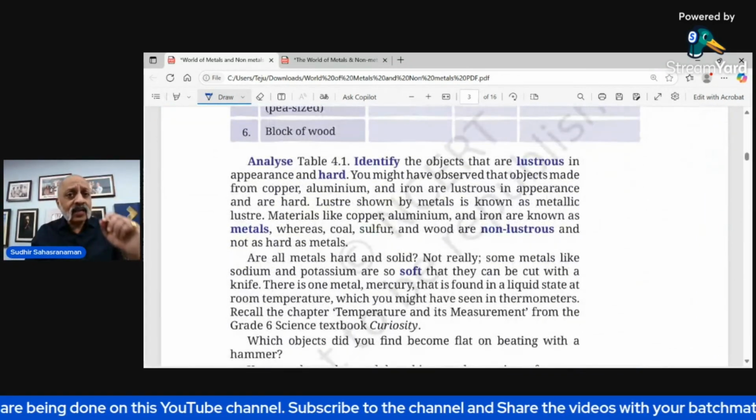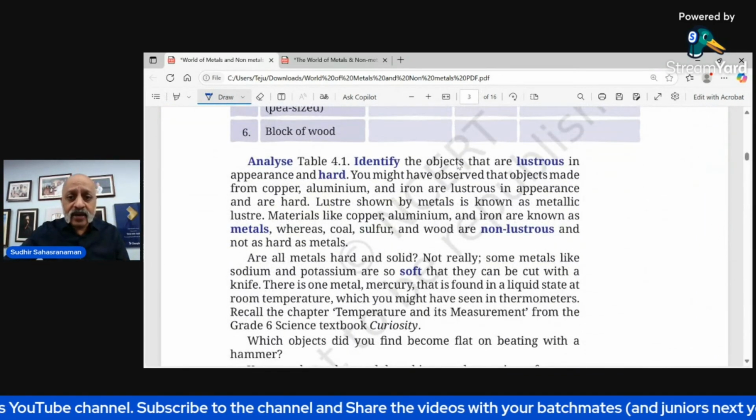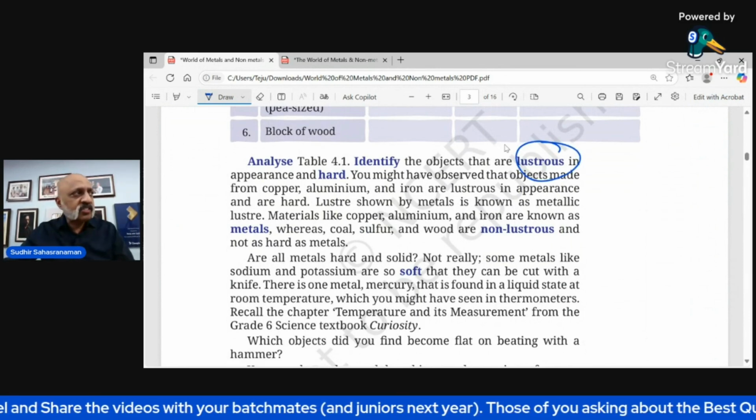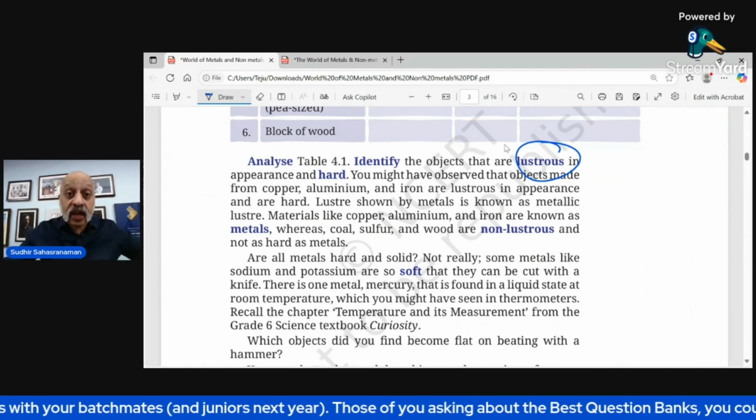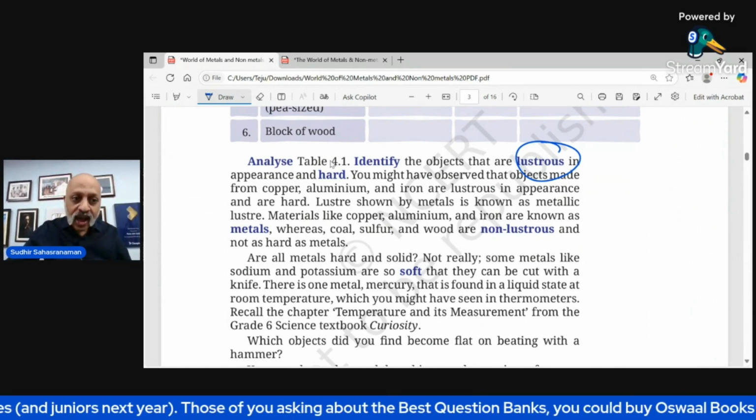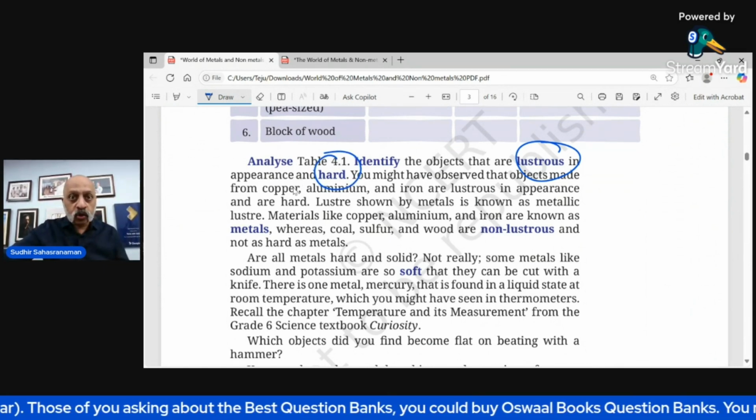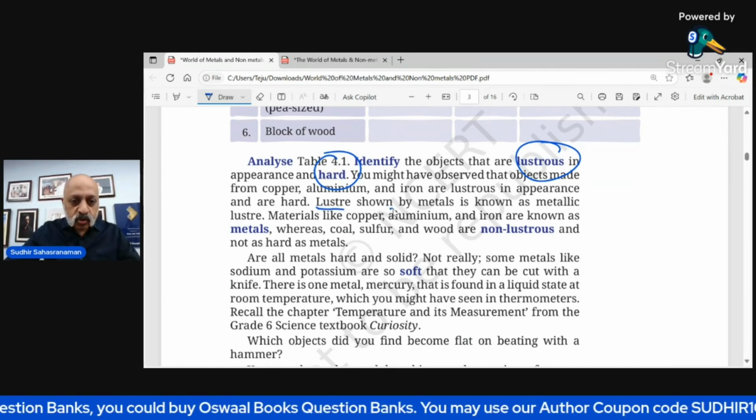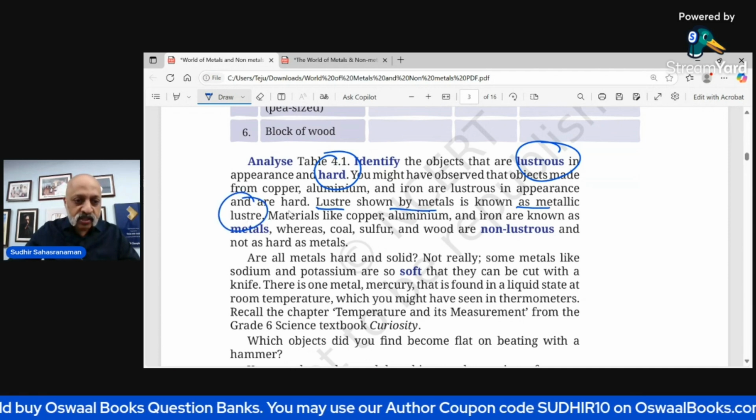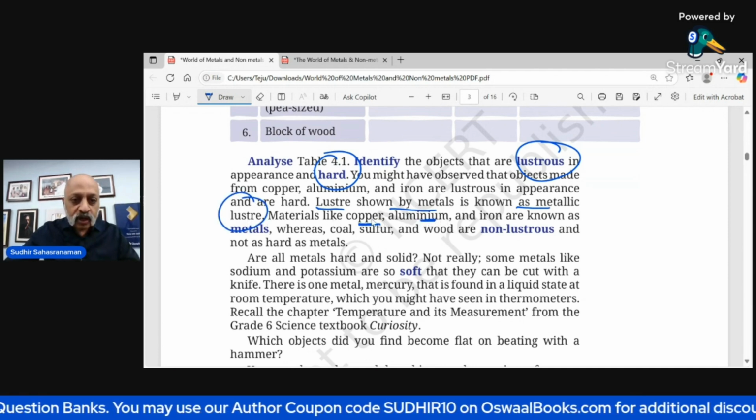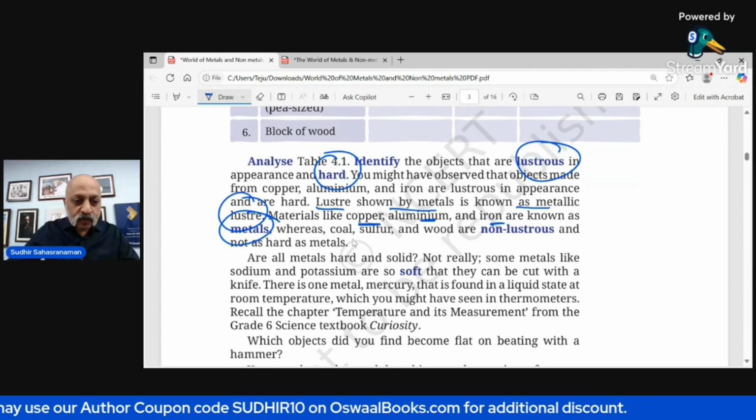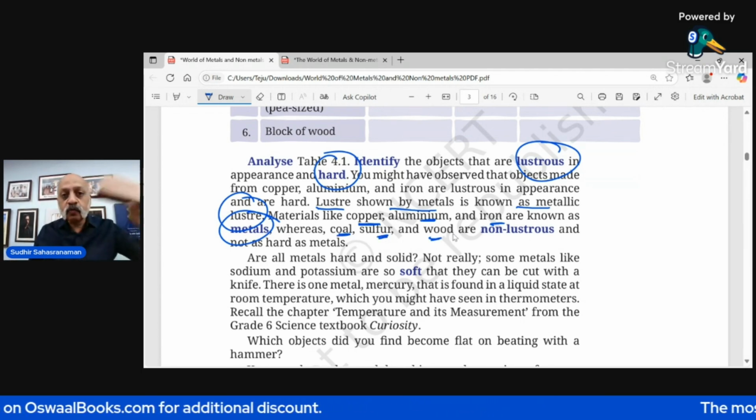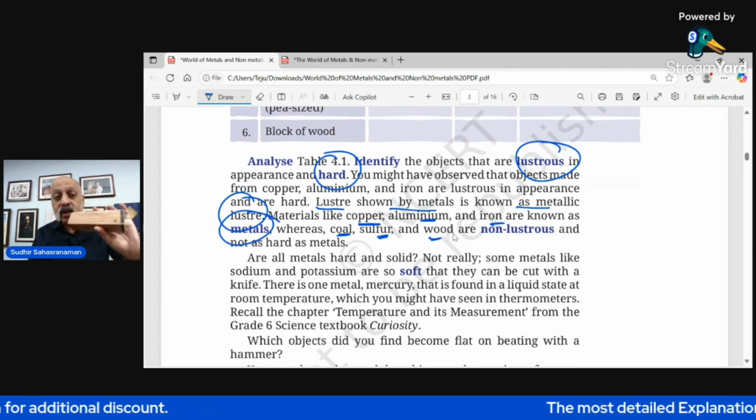What we are saying is that there are many metals which are lustrous. Somebody asked me after the Hindi video about lustrous. Lustrous essentially means anything which has some kind of shine. And they are also hard. I just showed you the weight of this iron utensil, right? So luster shown by metals is known as metallic luster, and materials like copper, aluminum, and iron are known as metals, whereas coal is not a metal, sulfur is not a metal, wood. Does this wood piece have a shine? It does not have a shine, right? Why?